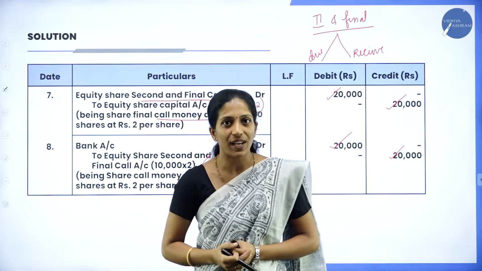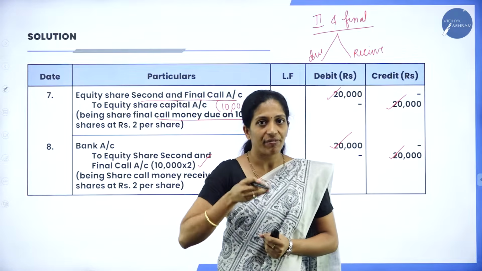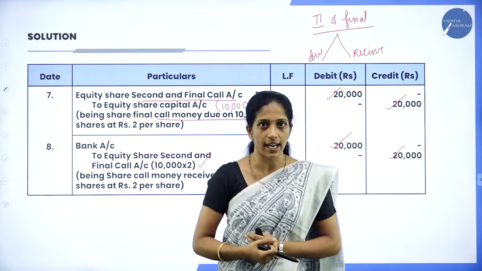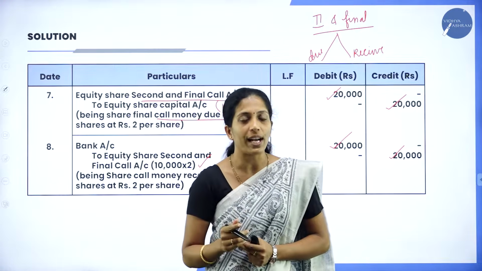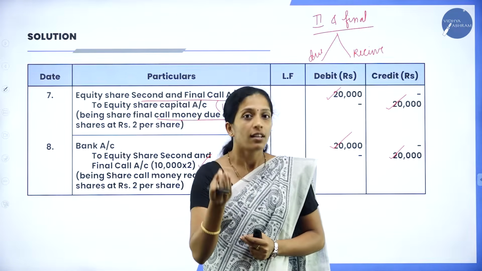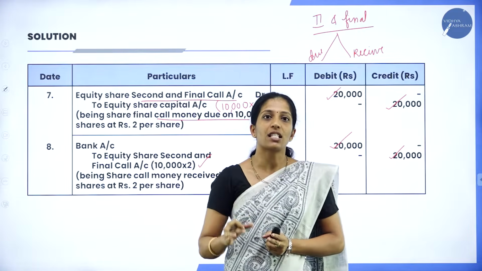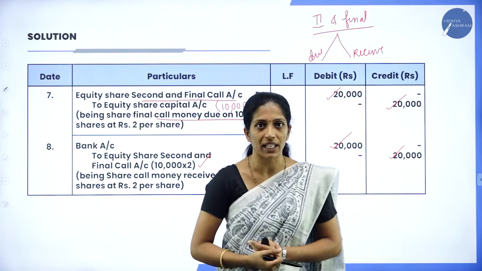So the problem is very simple. You will have different stages to receive the share amount. First will be the application stage, where you will record two entries. One is to receive the application money. Next, transfer that application money to the share capital account.